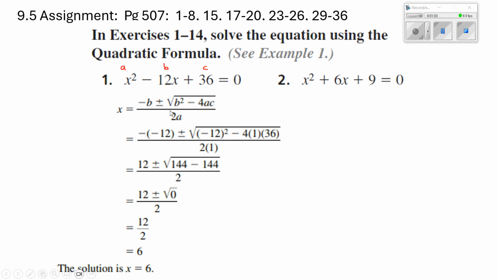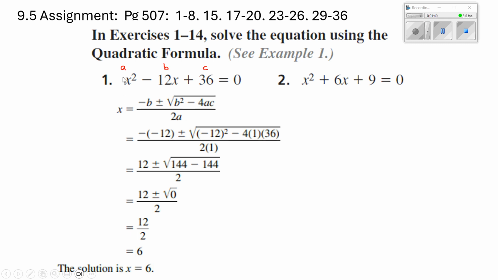So now we're going to replace all the letters with the numbers up here. So remember, b is negative 12, which is going to end up being a positive 12 later. Over here, b squared is going to be negative 12 squared, which will be 144 later on. And then we've got a and c. This is going to be a 1, and this is going to be 36. So it's going to be negative 4 times 1 times 36. And on the bottom, 2a.